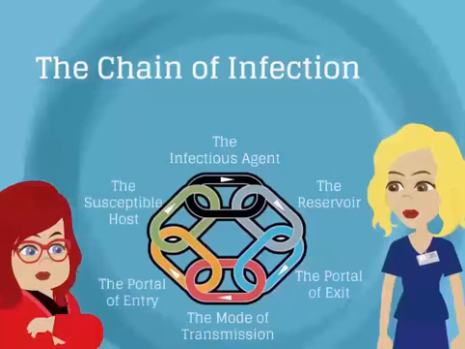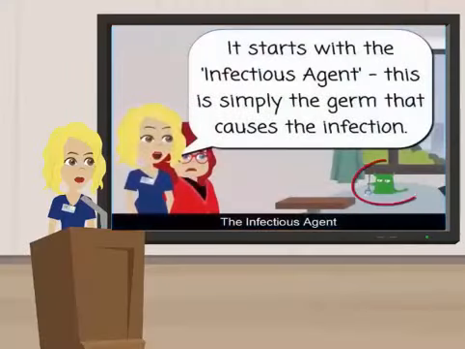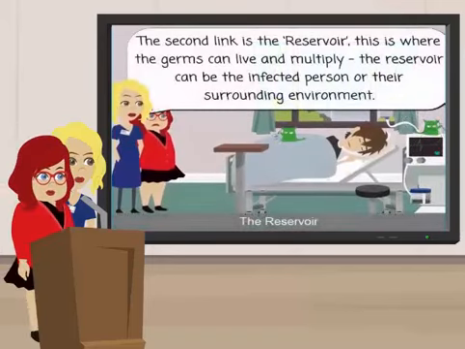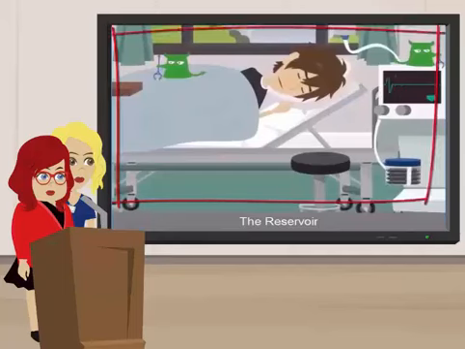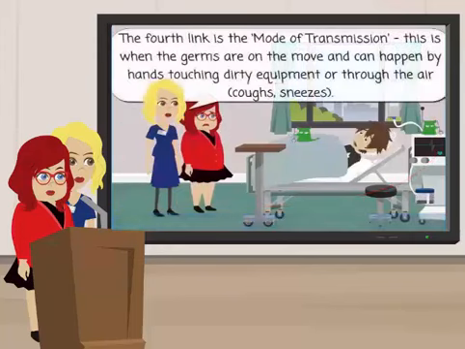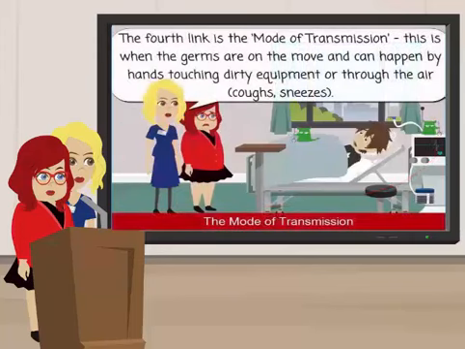It starts with the infectious agent. This is simply the germ that causes the infection. The second link is the reservoir, and this is where the germs can live and multiply. It can be the infected person, or it can be the surrounding environment. The third link is the portal of exit. This is the means by which the germ can escape from the reservoir. The fourth link is the mode of transmission, and this is when germs are on the move. It can happen by hands touching dirty equipment, or through the air by coughs and sneezes.